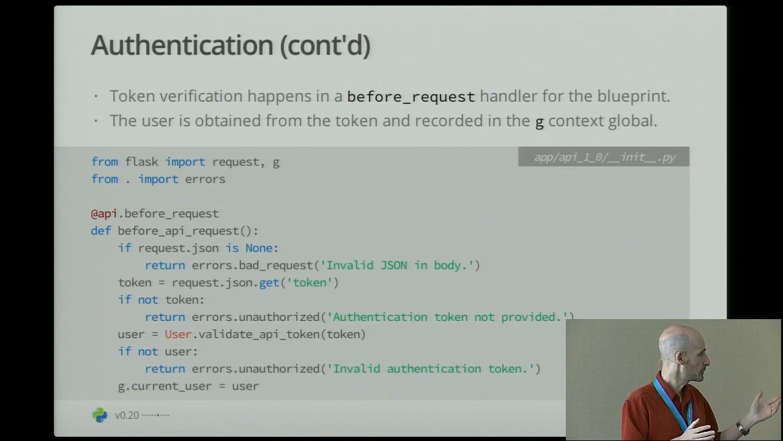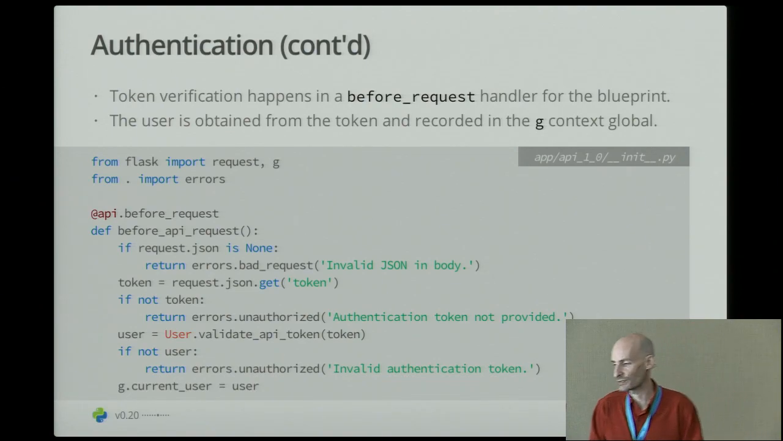It's very useful when you have before or after request handlers, and you can use G to pass data between those and the function that runs the request. And that prevents having to send arguments that will make it a mess. So this is how you do it.